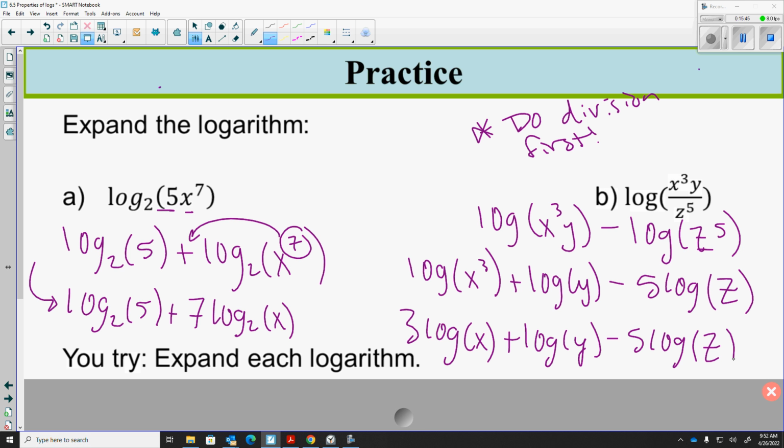Does it look like this? Then it's fine. So we did addition, we did subtraction, we did the powers. There's nothing else to do, and we're done. Cool?